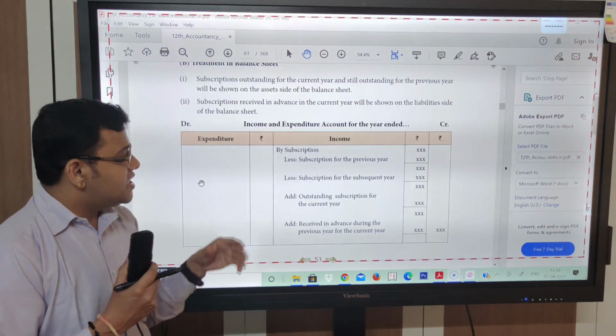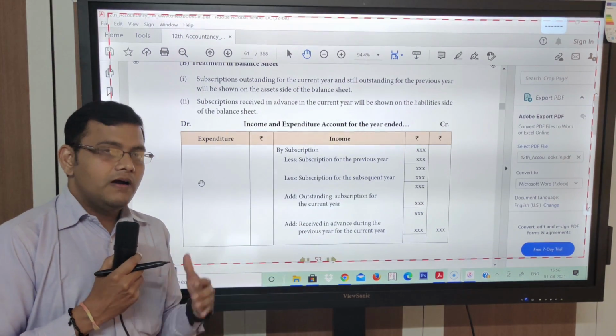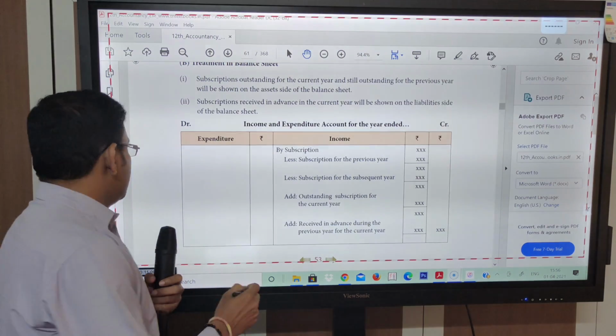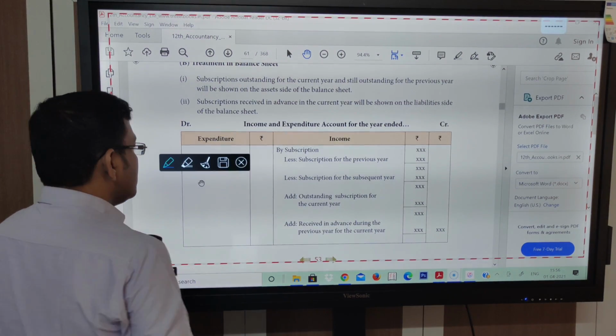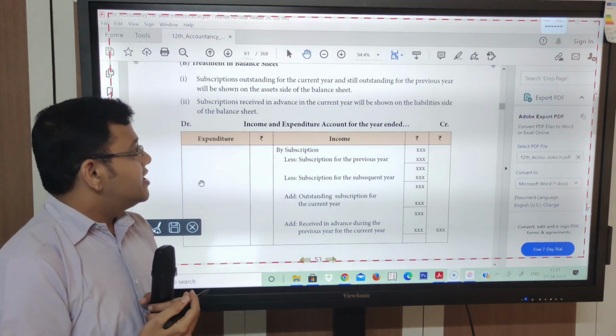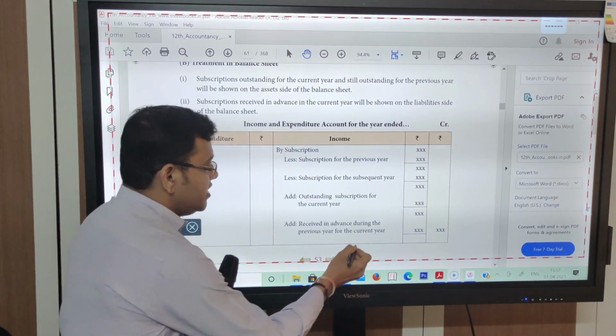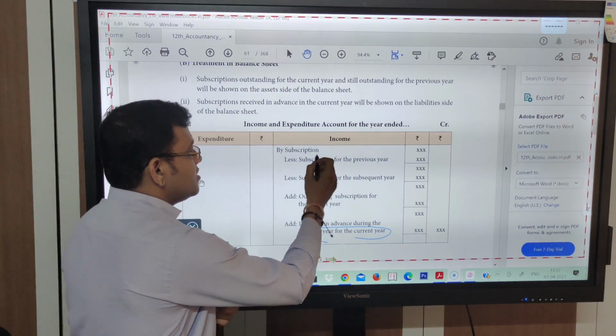So there are certain peculiar items which were already discussed during the theory class. So if you see over here, the subscription, which is going to be part of the income and expenditure account, will be computed only for the current year. We need what? For the current year. So that is the main reason.